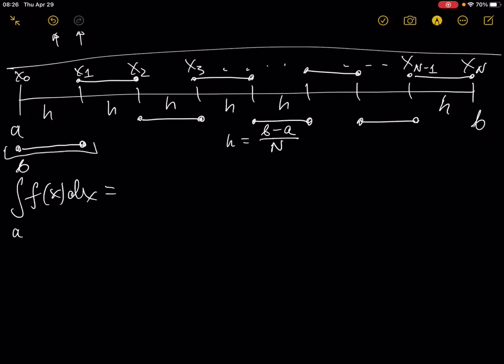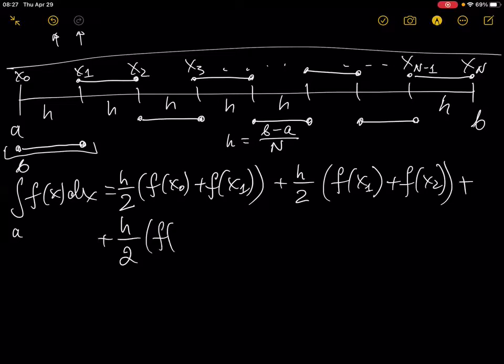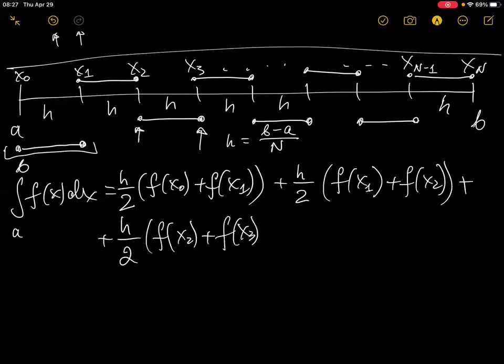So trapezoid on the first subinterval, what will it be? H divided by 2, right? Okay, unfortunately I don't have time. So is it clear or not? Yeah. Okay, so on the second subinterval, it's this. Third subinterval is this. So this plus that. Plus and so on. And the last subinterval will be this.